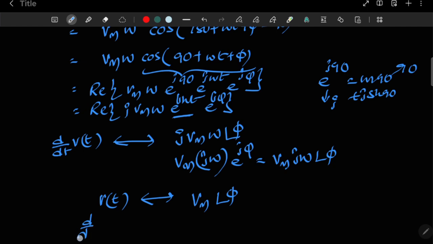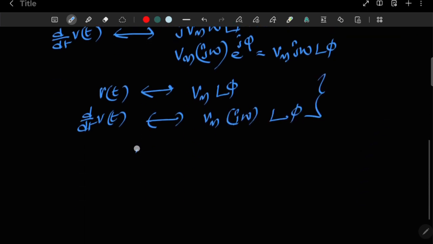But when you take d by dt of v of t, what did we get? The phasor representation is Vm into j omega, so we got j omega extra. By comparing these two, we can tell that for d by dt, the extra thing we got in the phasor representation is j omega only. So the derivative with respect to time leads to j omega in the phasor domain.